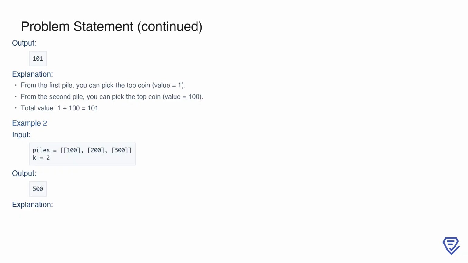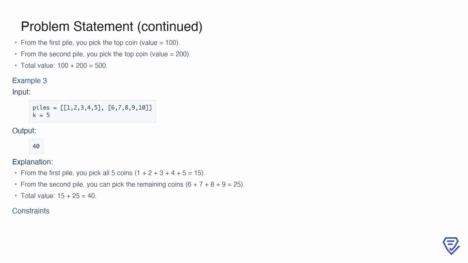In another example, if the input is 100, 200, 300, and k is 2, you can pick the top coin from the first pile with a value of 100, and the top coin from the second pile with a value of 200. This gives a total value of 100 plus 200, which equals 500.